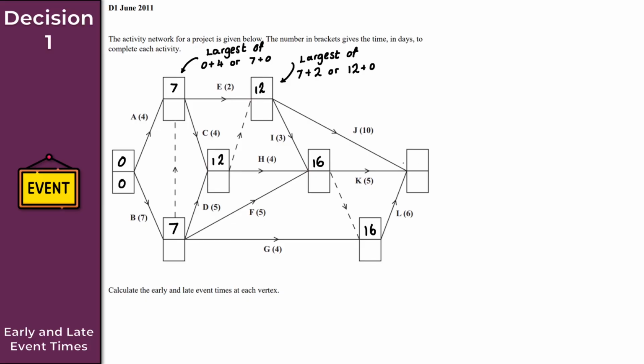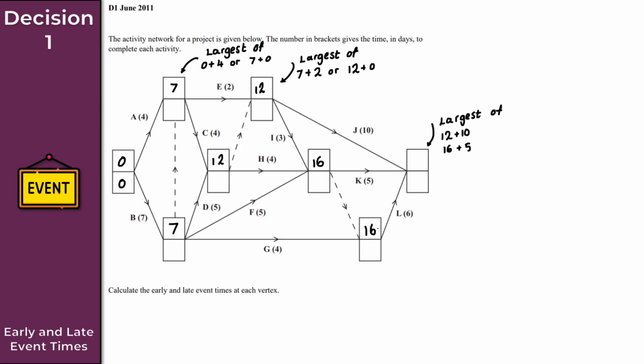And then finally, for the final early event time here, I've got a choice of 3 again. So I'll make a note here. Largest of. So what are my choices here? I've got 12 plus 10, and I've got 16 plus 5.